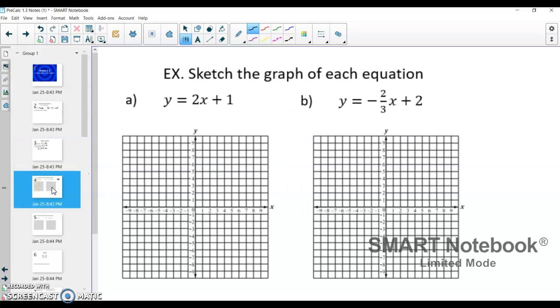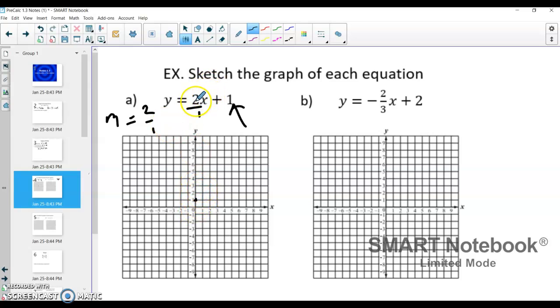The first one we have, this is really 2 over 1, so our slope is 2 over 1. Our y-intercept is 1. What that means is we start here at 1. We have a point. That's our starting point on our y-intercept there. We call it a y-intercept because that's where our line is going to intercept the y-axis.